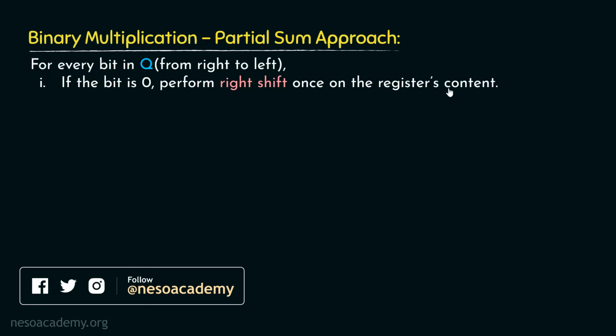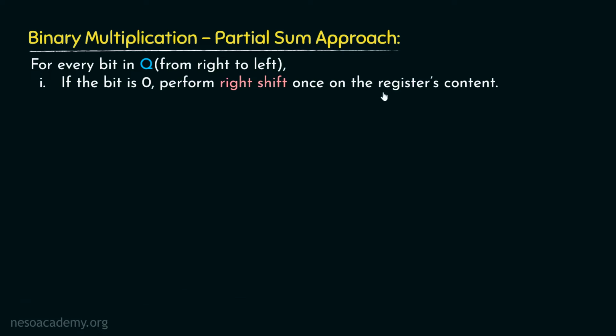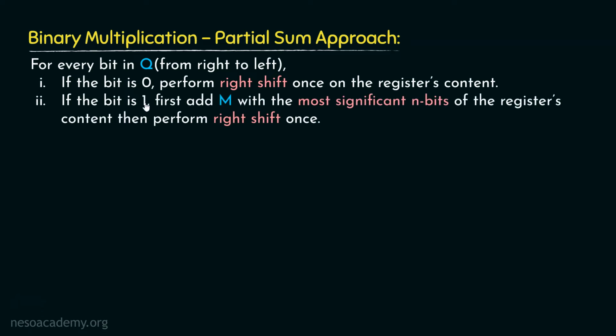Now what is this register? This is the 2n register, which will initially be cleared with zeros, and the content of that register we are referring to as register's content. Similarly, if the bit is 1, first we are supposed to add the entire multiplicand with the most significant n bits of the register's content and then perform right shift once.